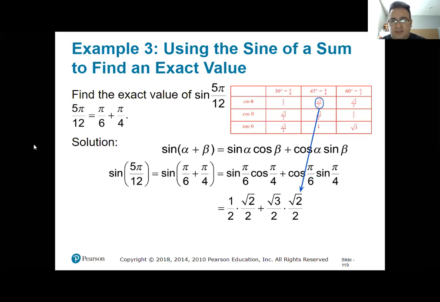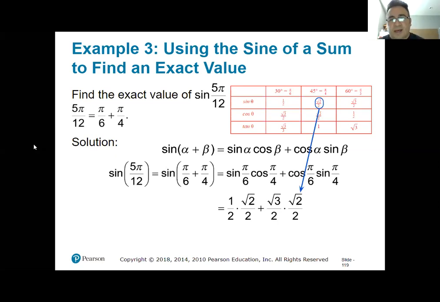The rest is arithmetic with fractions and radicals, right? So 1/2 times square root of 2 over 2 becomes radical 2 over 4. And then radical 3 times radical 2 becomes what? I want to say radical 6 over 2. Radical 6 over? 4. Radical 6 over 4. There you go. So that's radical 6 over 4.